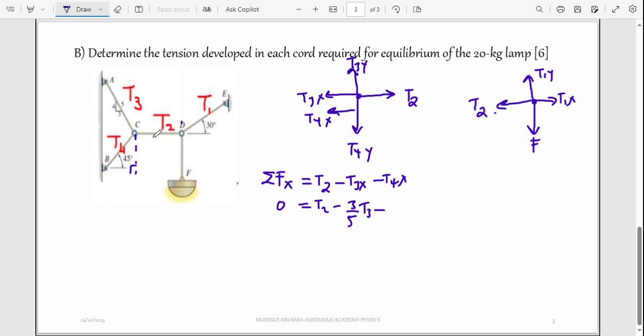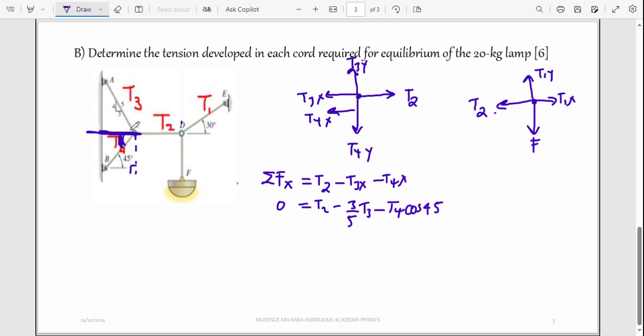If we go to T4, look at T4. The angle that we are interested in using when we are talking about T4 is this angle. Always use the angle that is related to the x-axis, and that is a 45. Okay, so then T4 in the x is going to be T4 cosine of the angle. The angle there is a 45. That is the angle that we've been given here.